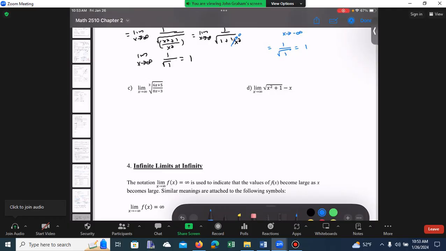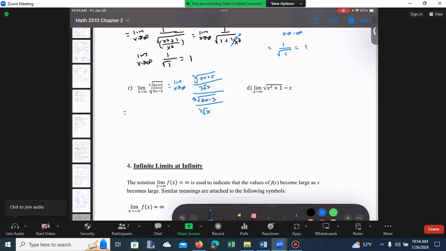Limit as x goes to infinity of the cube root of 6x plus 5 over 8x minus 3. Alright, so what we're going to do here is we're going to divide both of these by the cube root of x. So we'll do the limit as x goes to infinity of the cube root of 6x plus 5 over the cube root of x, and the cube root of 8x minus 3 over the cube root of x. What that is going to do is allow us to bring an x inside the radical so we can eventually use that rule that allows us to send a fraction to 0.